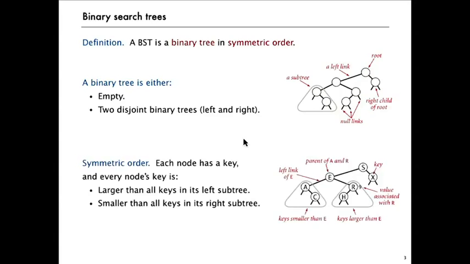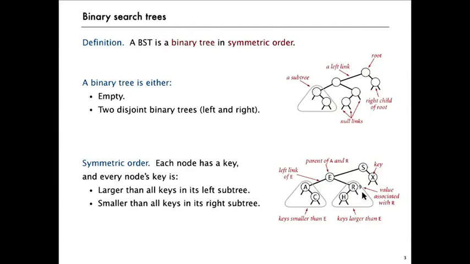For a binary search tree, each node has a key, and every node's key is larger than all the keys in its left subtree and smaller than all the keys in its right subtree. So this is a different ordering than we had for heaps. In a heap we had every node larger than both its children. In this one, the value of every node is between the values of the nodes in its two subtrees. So the nodes to the left of E are smaller, and the nodes to the right of E are larger.